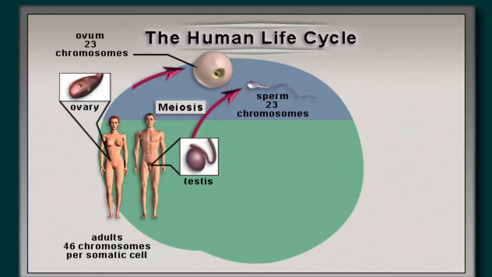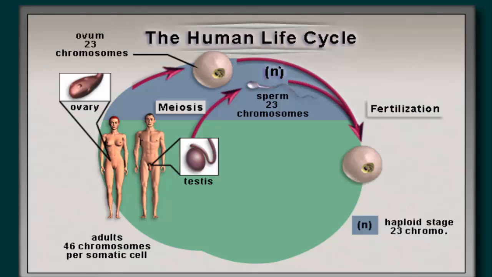The sperm cell and the ovum, each with a single set of chromosomes, are said to be haploid, or 1N. The egg and sperm combine to produce a single-celled zygote containing all 46 chromosomes, 23 from each parent's gamete. Since the zygote contains 2 complete sets of chromosomes, it is said to be diploid, or 2N.